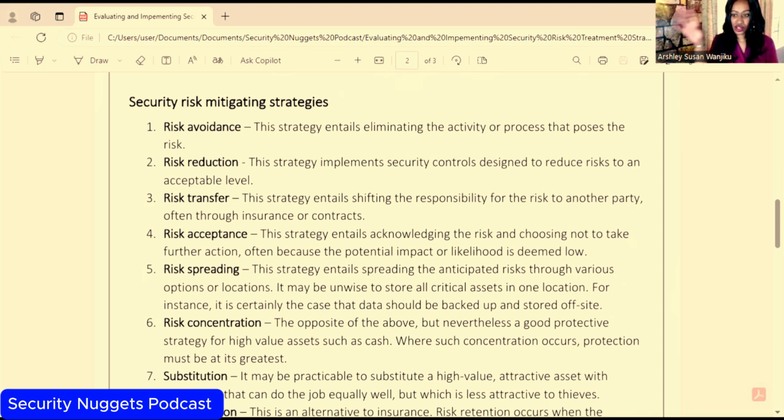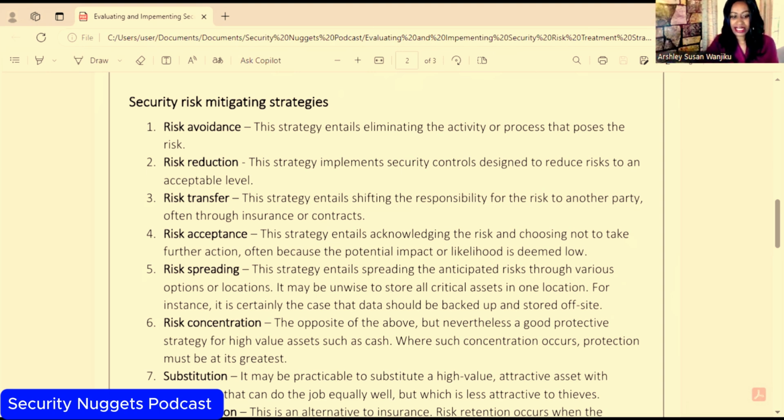For instance, you store that in your servers. All right, you have your on-site servers, so you store your data in your servers, but you also make sure that it is backed up somewhere in the cloud, okay? So that if something happens to your servers, you can always recover that data that is backed up in the cloud. But again, you also have to make sure that whatever contingencies or locations you're spreading your critical assets to, to spread the risk, they also have security measures. They are also secured. All right.